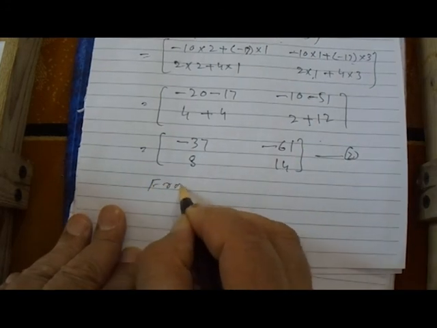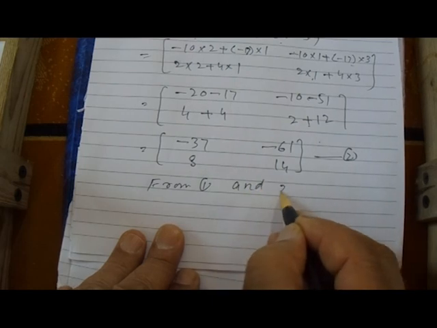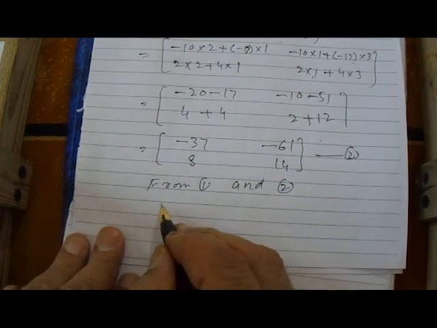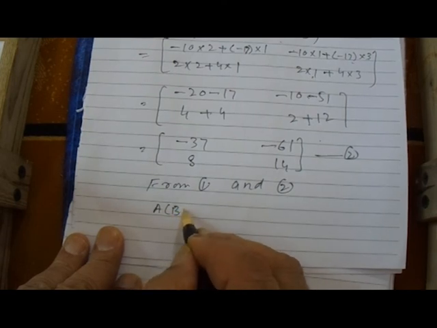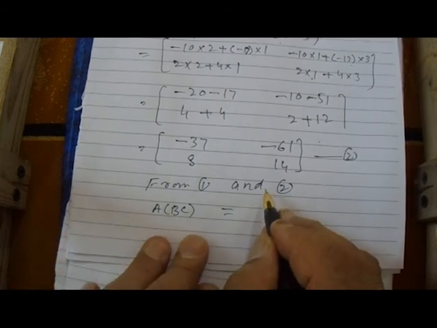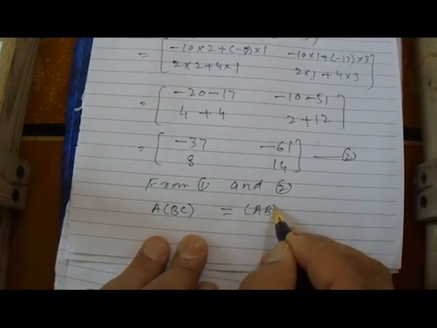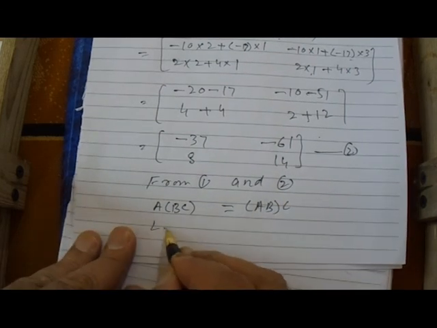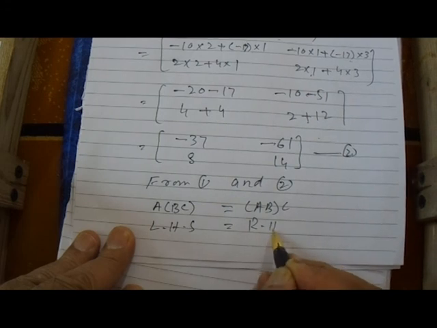From 1 and 2 we write AB, we write A into BC, BC is equal to AB multiplied by C. It means left hand side is equal to right hand side. Now we start the next question.